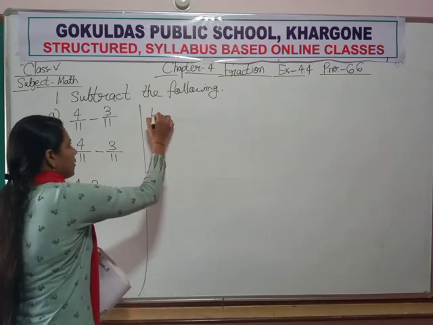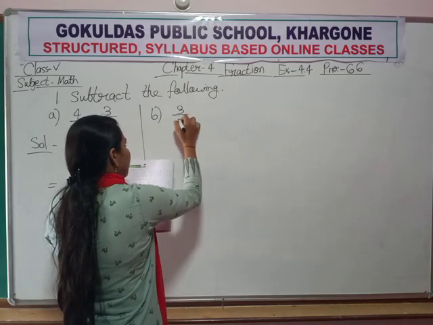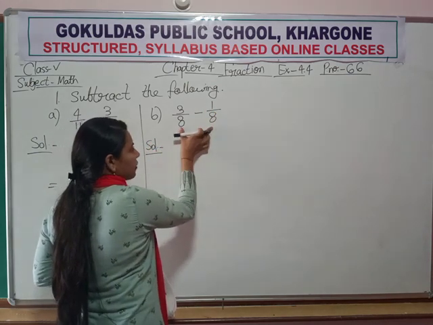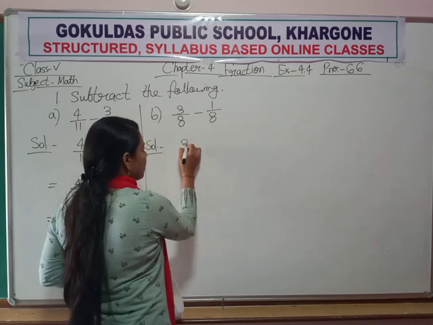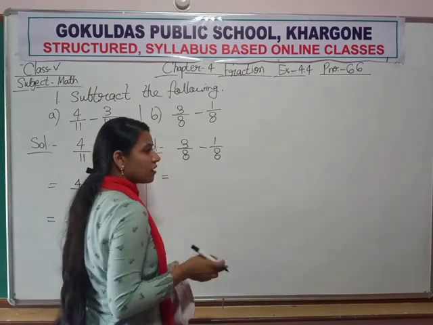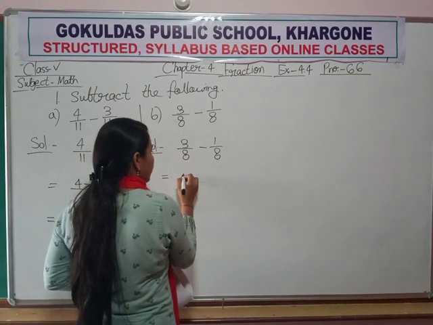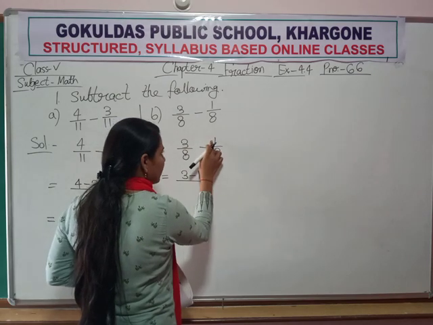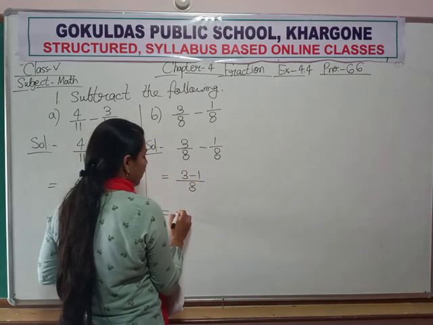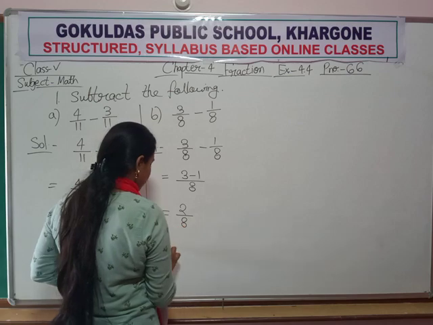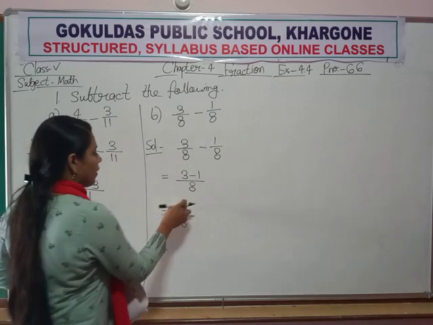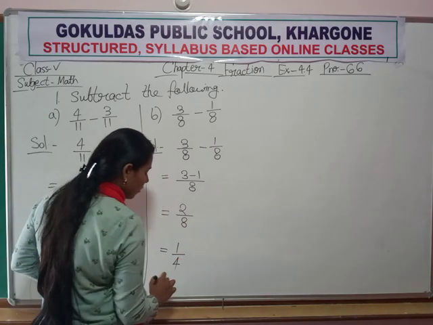Now let us solve B. Question B is 3 upon 8 minus 1 upon 8. Observe, both the fractions are like fractions. Why? Because their denominators are same. So what will we do? We will directly subtract the numerators, 3 minus 1, over the same denominator. Now 3 minus 1 means 2, 2 upon 8. We can further reduce this 2 upon 8 to its lowest form. When we solve it, our result is 1 upon 4.